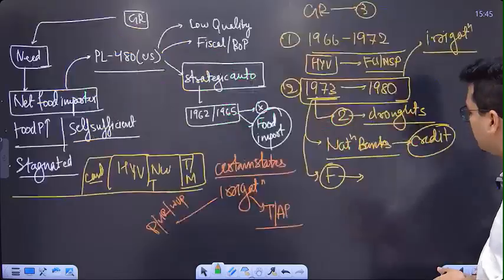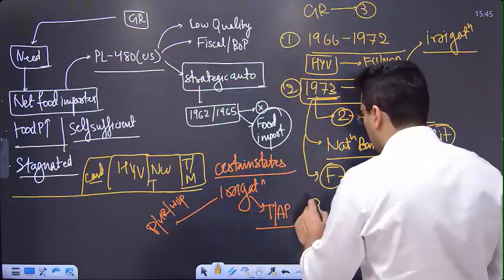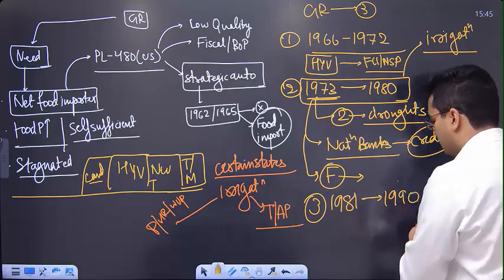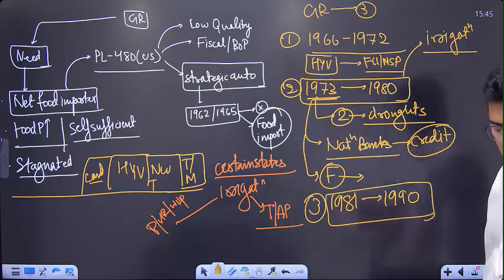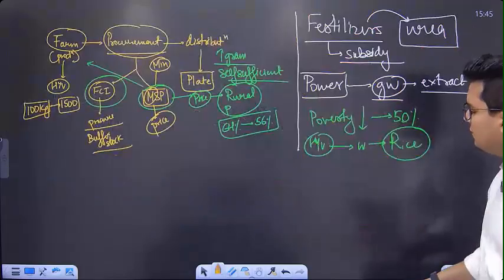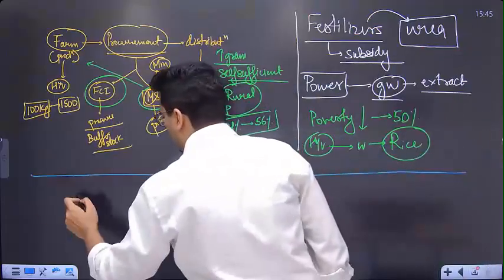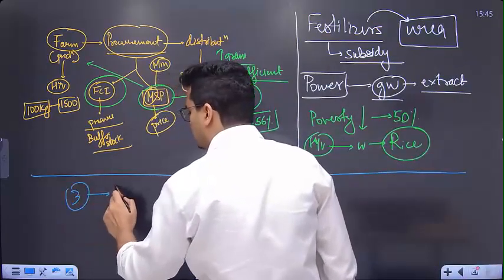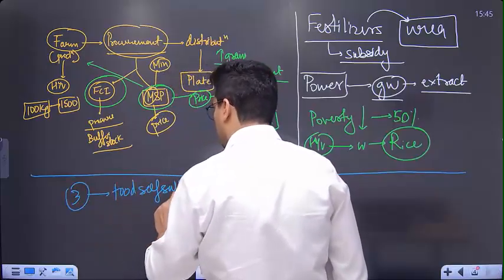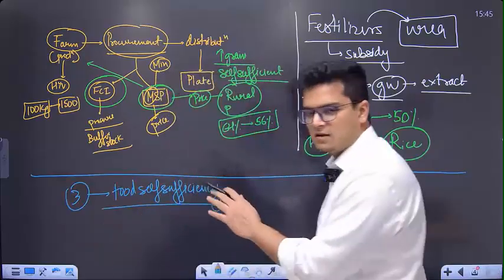The third phase of the Green Revolution starts in 1981 and goes on till 1990. Now, what is the characteristic feature of the third phase? In the third phase of the Green Revolution, we have achieved food self-sufficiency. Okay, we have achieved food self-sufficiency.